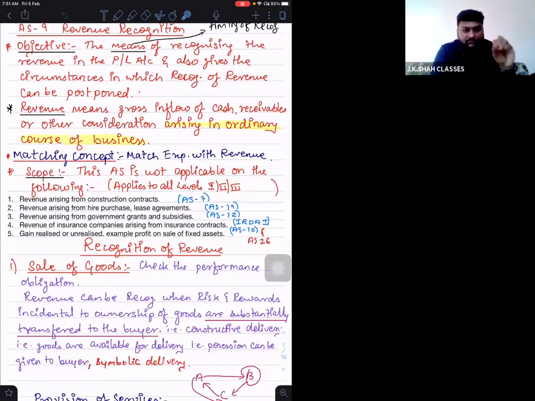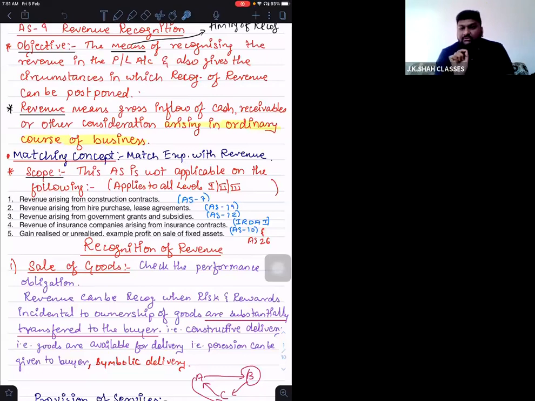Am I clear till here? Anybody with any sort of doubt for this particular point, sale of goods? Anybody with any sort of doubt up to sale of goods? Right?